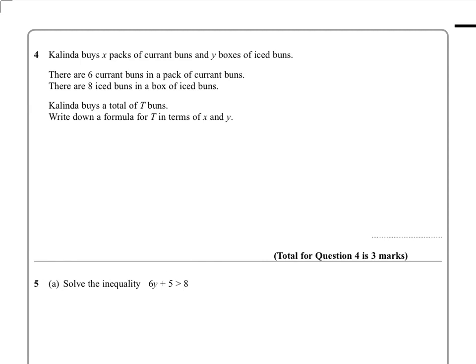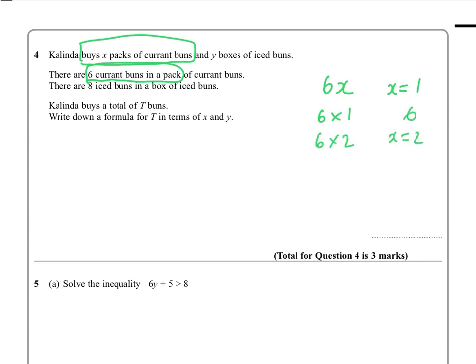So for this question, if you were to buy X packs of currant buns and there were 6 in each pack, then what kind of expression would you have there? Because the way I think about it is, if you've got X packs and each pack has 6 in it, then wouldn't 6X be reasonable for the amount of currant buns you had? Because if X was 1 pack, you just have 6 times 1 currant buns, which is 6. And if X was 2, you'd have 6 times 2, which would be 12 currant buns, and so on.